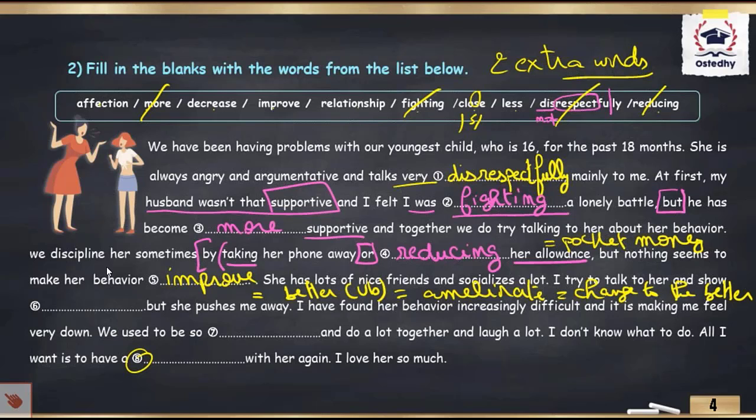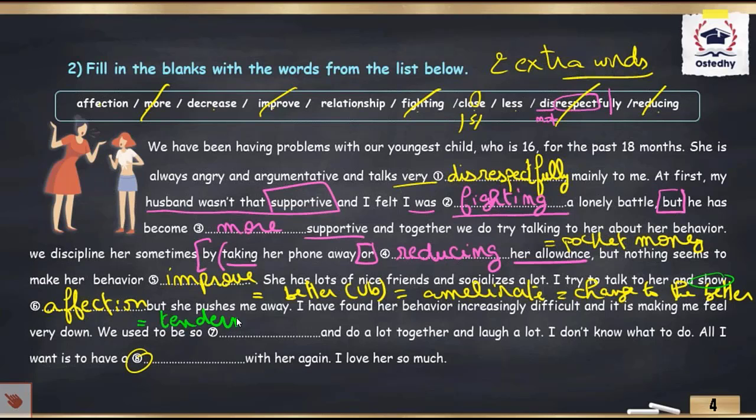Then I try to talk to her and show, but she pushes me away. And show what? Show something. Affection, I guess. Yeah, possible. That's it. Show affection.